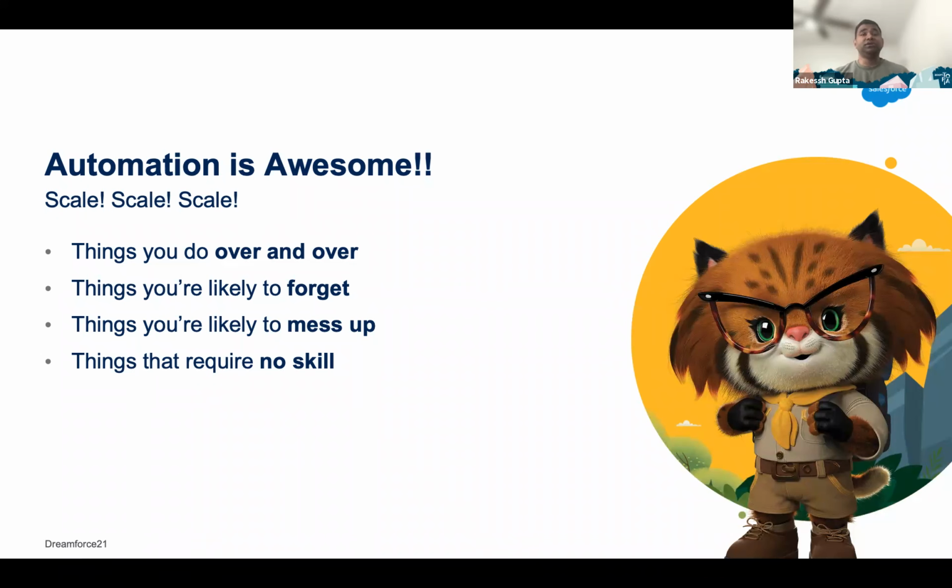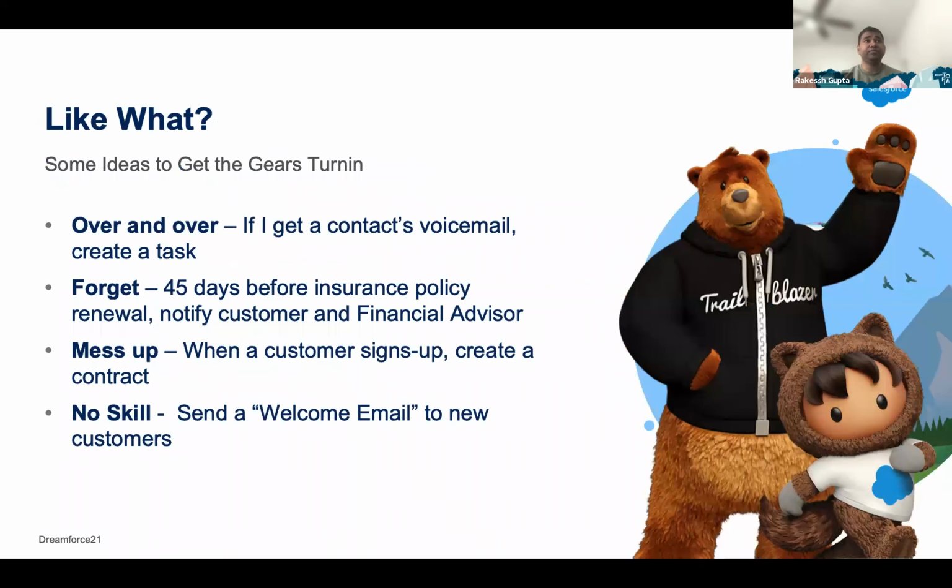Automation helps reps minimize and remove some of the manual tasks. Let me give you an example. There are things we do over and over. If I get a contact voicemail, create a task. You can do that using automation. Or 40 days before an insurance policy renewal, you want to notify customers and financial advisors so they can take prompt action to renew the contract or insurance policy.